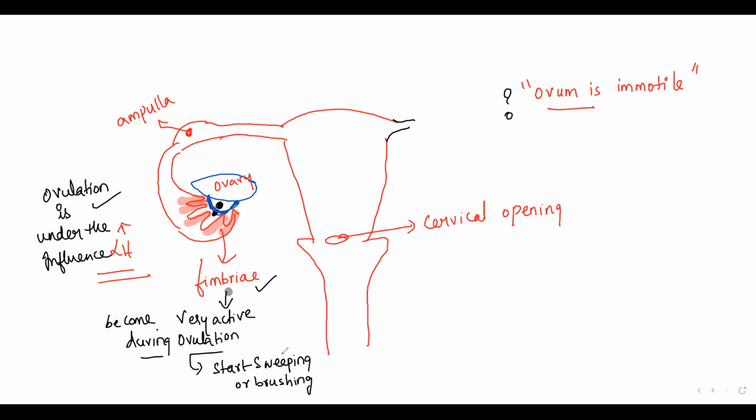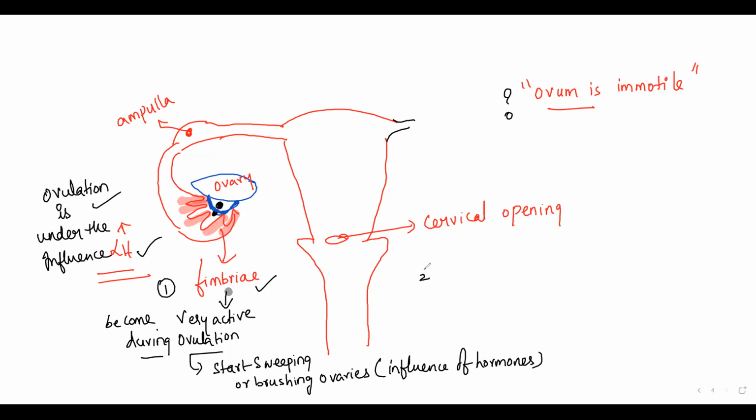So the fimbriae are also sweeping or brushing the ovaries during ovulation under the influence of the hormones. Under what? Under the influence of the hormones. This happens only during the ovulation process. Okay. And this is the first thing.